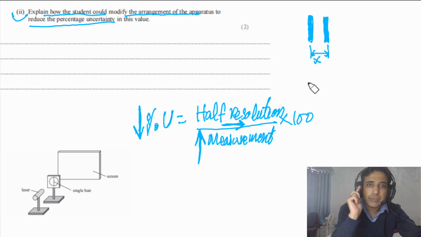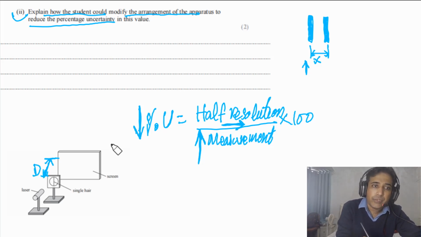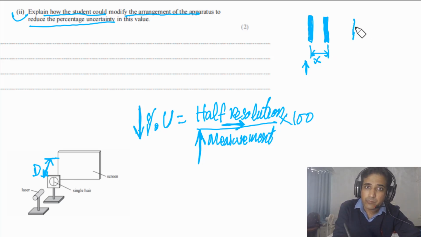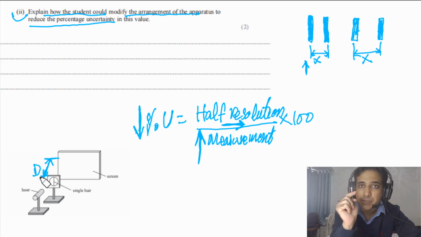So how can we minimize percentage uncertainty? We have to increase x, and in order to increase x, we have to increase the separation between the slit and the screen. Let's say this distance is capital D. If we increase the distance between slit and screen, the value of x will increase. We may see these minima like this, so this distance will increase. So we can reduce percentage uncertainty by increasing the distance between slit and screen.